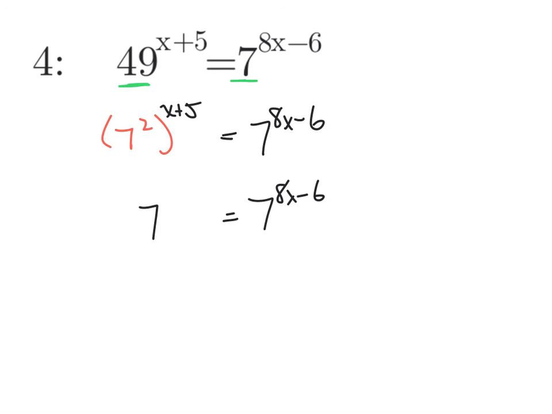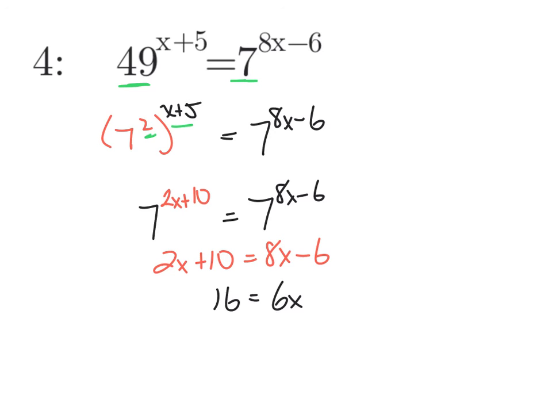On the left side we have power to a power, so multiply them two together and we'll get 2x plus 10. Since the bases are equal, their powers have to be equal, so we rewrite this equation as 2x plus 10 equals 8x minus 6, and solve it like normal. Subtract 2x and add 6. Divide both sides by 6 and simplify the fraction. You should get 8/3.